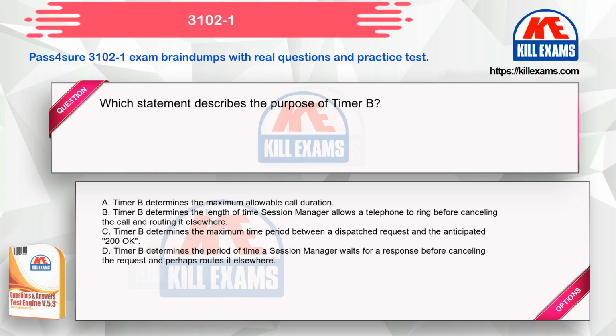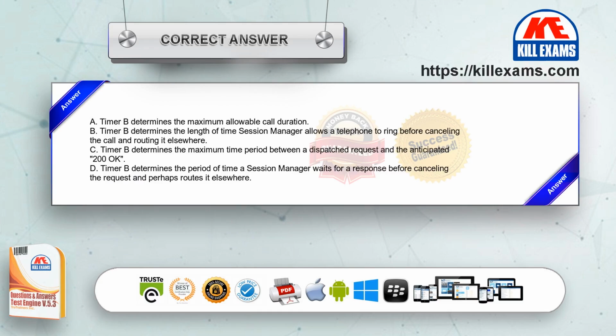Which statement describes the purpose of Timer B? Option A. Timer B determines the maximum allowable call duration. Option B. Timer B determines the length of time Session Manager allows a telephone to ring before canceling the call and routing it elsewhere. Option C. Timer B determines the maximum time period between the dispatched request and the anticipated 200 OK. Option D. Timer B determines the period of time a Session Manager waits for a response before canceling the request and perhaps routes it elsewhere. The correct answer is option D.